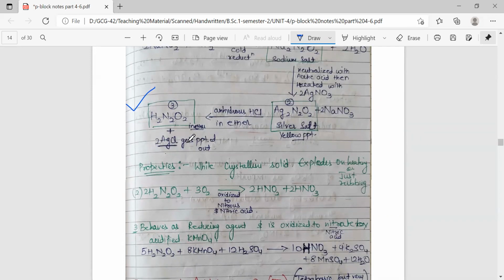So this is a white crystalline solid which explodes upon heating or just rubbing. So this is highly sensitive to heat. It can explode just by rubbing. Rubbing means we can just supply a small amount of heat, and it will explode.